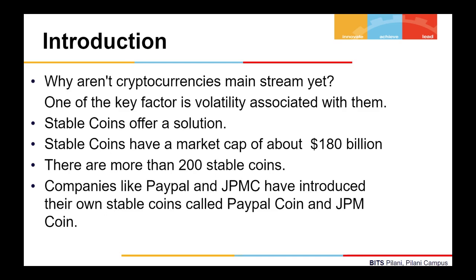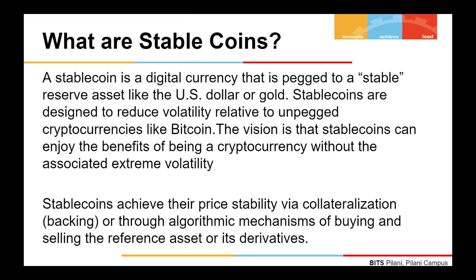Adding to the hype, in January 2019, JP Morgan announced that it would launch its own stablecoin called JPM Coin. However, it is still in progress. Similarly, in January 2022, PayPal's vice president, Jose Fernandez, said that they may launch their own stablecoin called PayPal Coin this year.